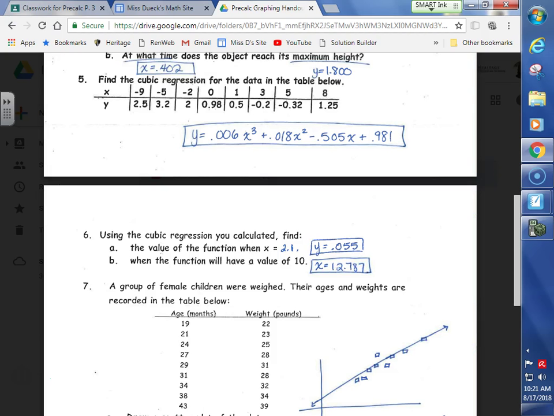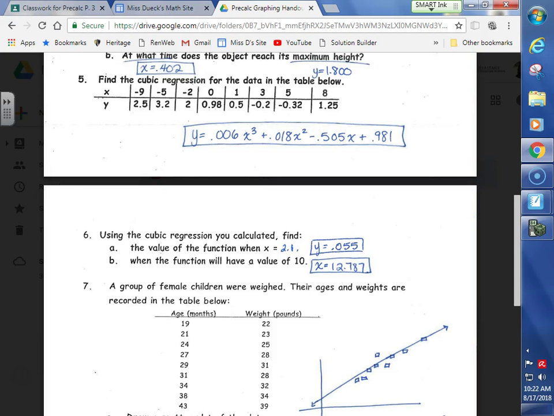Function, isn't that like f of x? Does that make sense? G of x, h of x? F of x, what kind of variable is the f of x? Yeah. So when it says function value, it's giving you hidden terminology, find the y value. Or I should say, when will the y value of 10 occur? Does that make sense?